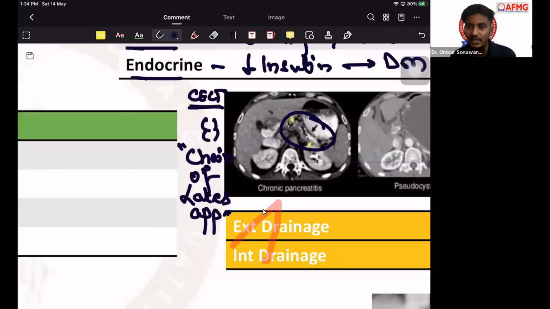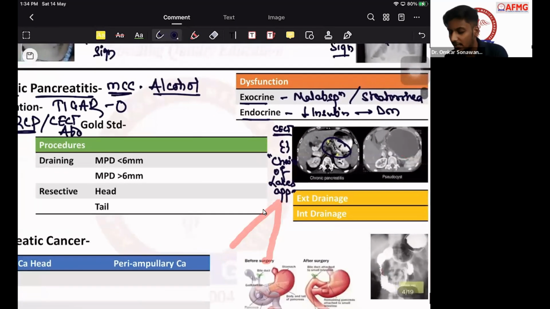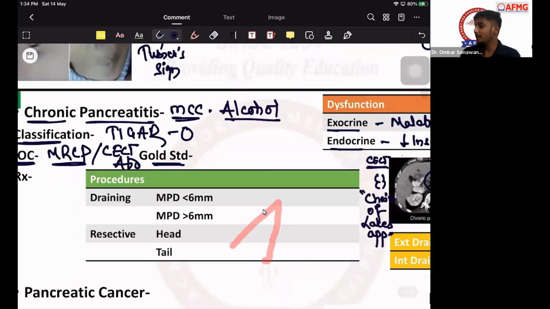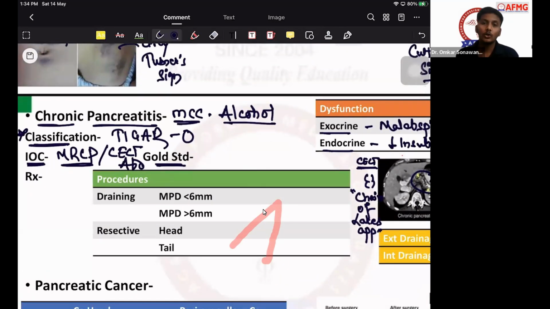Okay, a double duct sign can also be seen. Usually on CECT you can also find a double duct sign, whereas on MRCP or ERCP you will get a chain of lake appearance. No issues with this, anybody? What is the gold standard investigation, which is diagnostic as well as therapeutic? What is that investigation?